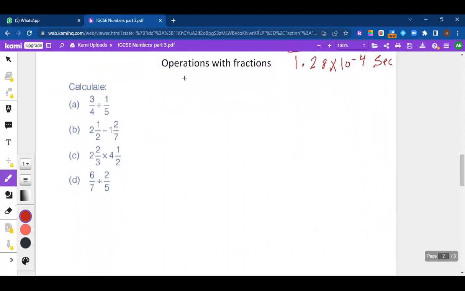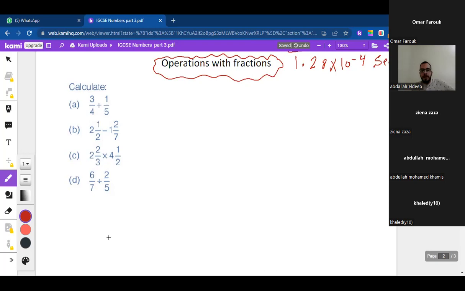Guys, here, operations with fractions. Actually, this topic, you are lucky to study it. You are lucky that you have these questions in the curriculum because it's from grade 4 and 5. And it comes in the exam also. So if you make a mistake in these questions, I don't have any comments because it's a very basic question.